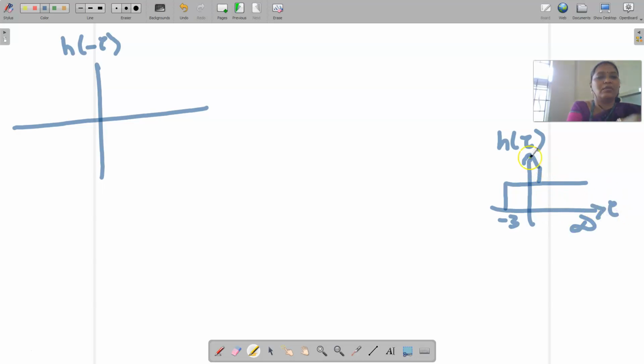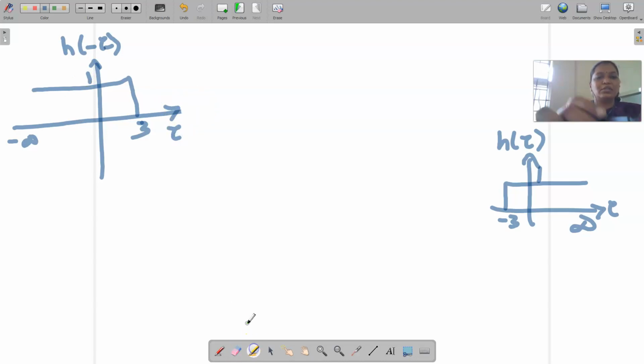So if it is so, how will you draw your h of minus tau? h of minus tau is nothing but reverse your signal. Instead of drawing from minus 3 to infinity, you will have from minus infinity to 3. Just reverse your diagram. Amplitude remains the same, 1. So this is your h of minus tau.